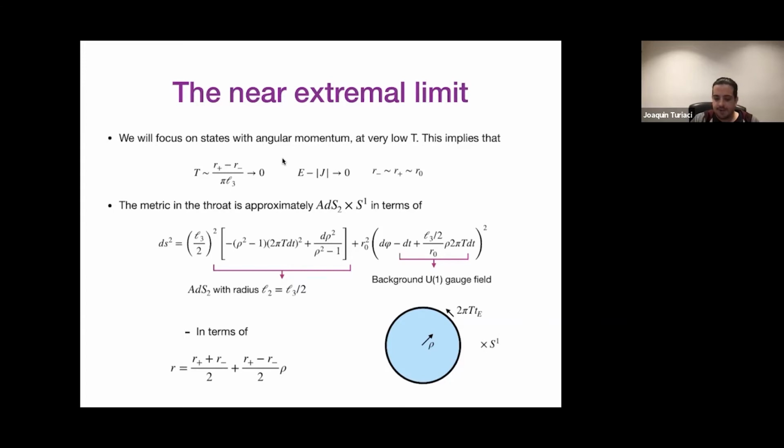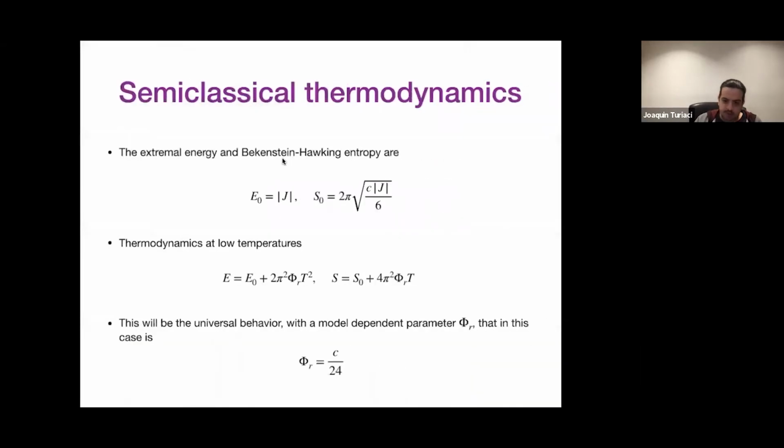This phi is the coordinate along the horizon, which is a circle of size R naught. This term you can think of as a background U(1) gauge field when we reduce to AdS2, from the fact that you have angular momentum. There is some mixing between this angle and the time components. So I will write AdS2 times S1, although it's not really AdS2 times S1 because of this term, but hopefully it doesn't cause confusion. Here we can do the semi-classical thermodynamics in the same way.